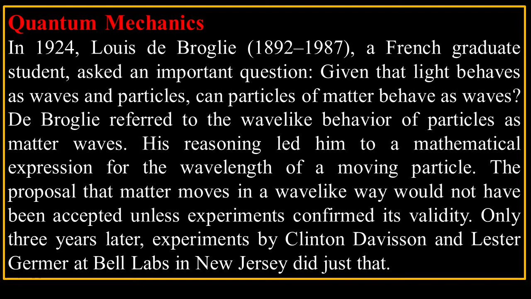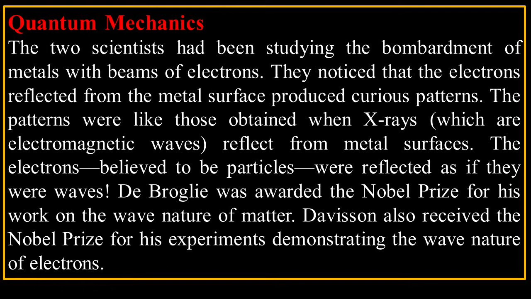The two scientists had been studying the bombardment of metals with beams of electrons. They noticed that the electrons reflected from the metal surface produced curious patterns. The patterns were like those obtained when X-rays, which are electromagnetic waves, reflect from metal surfaces. The electrons, believed to be particles, were reflected as if they were waves. De Broglie was awarded the Nobel Prize for his work on the wave nature of matter. Davisson also received the Nobel Prize for his experiments demonstrating the wave nature of electrons.